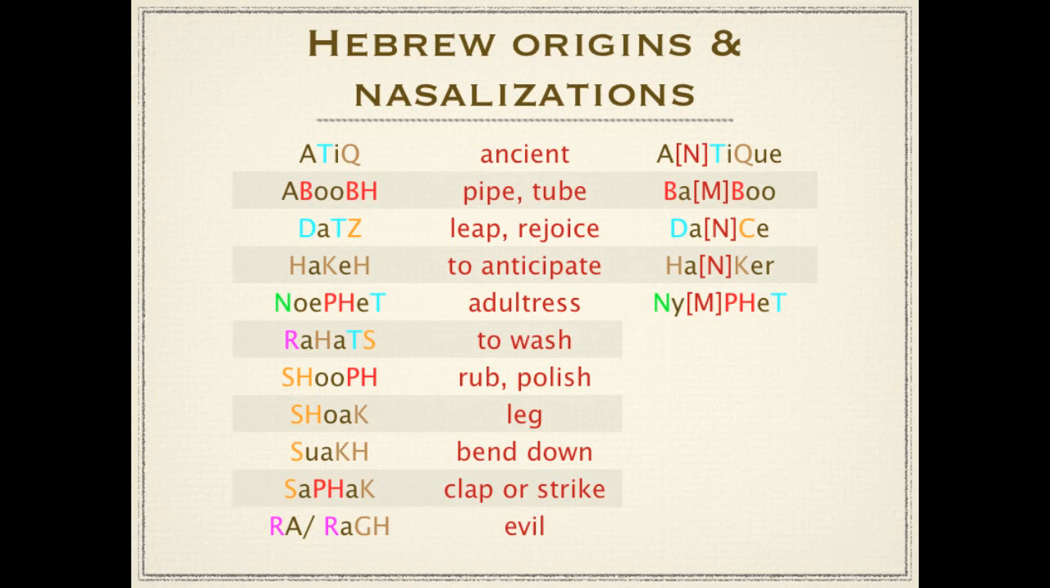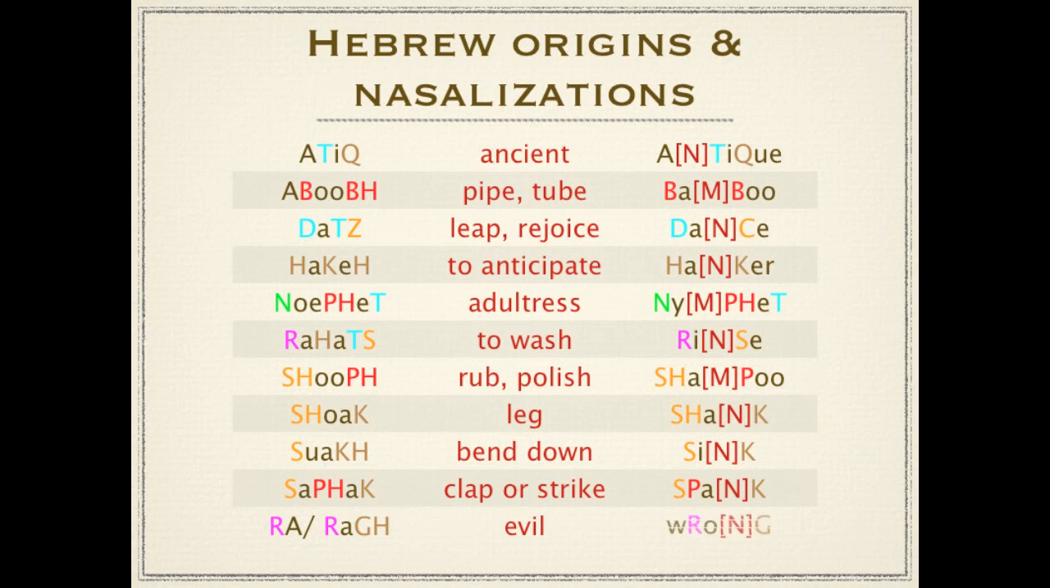Rakats is to wash. Shuf is to rub or polish. Shoach is the leg or thigh. Suach is to bend down, the source of sag. Safak is to slap or clap. Resh ayin is either ra or rag, which is mistranslated as evil. Edenic resh allows for wr in English.